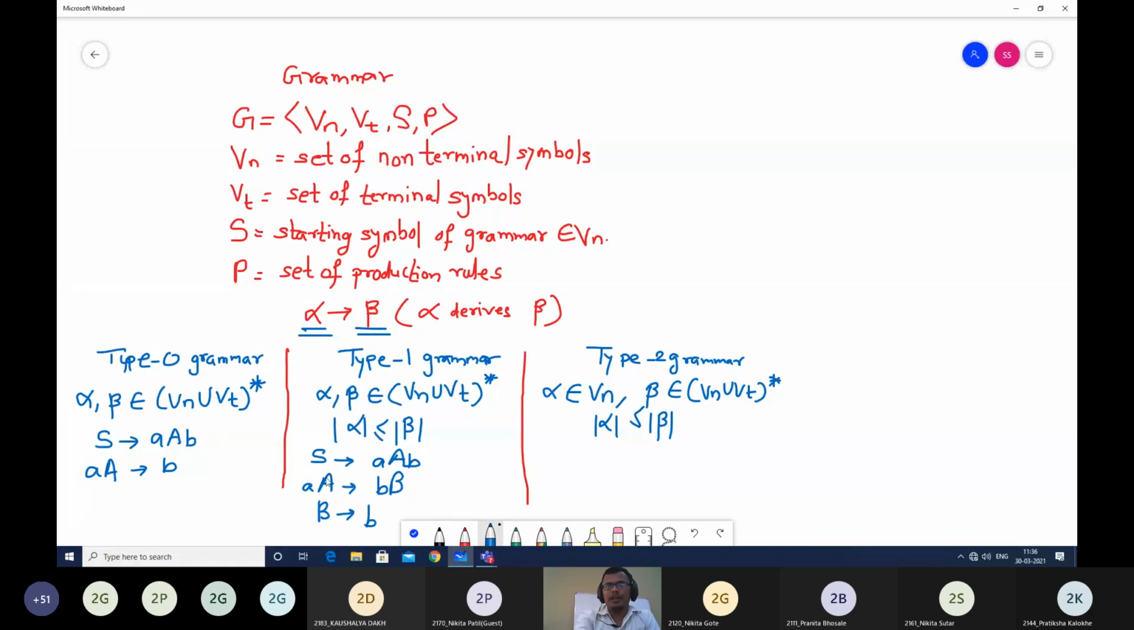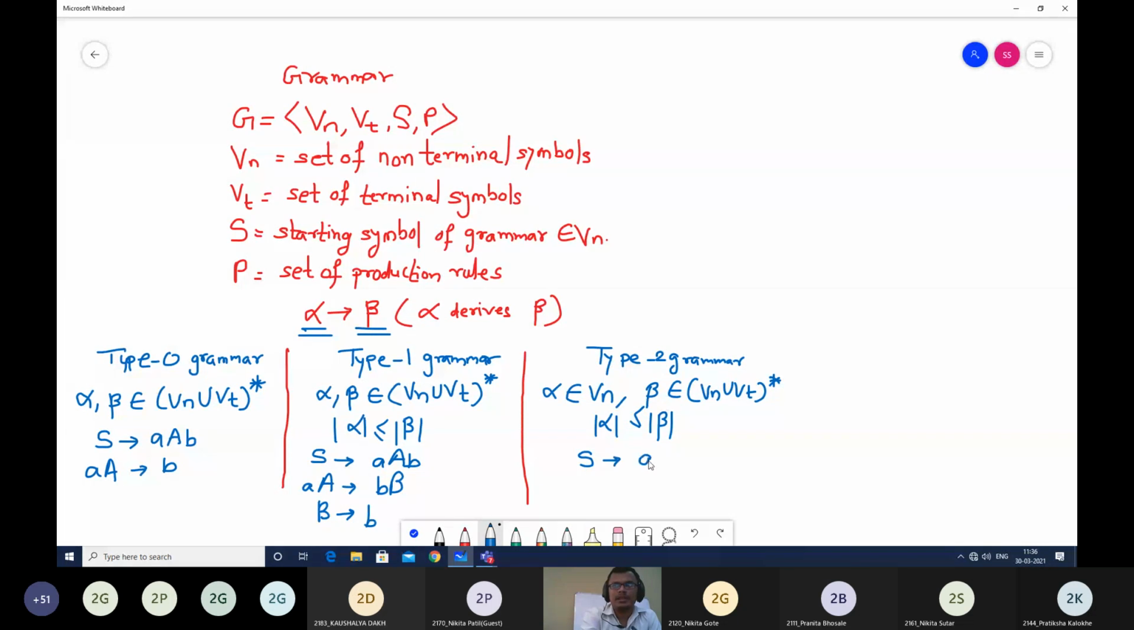So in the alpha, here you are having any combinations of terminals and non-terminals. So this kind of production rule is allowed in type 1, but it is not allowed in type 2, because in type 2, alpha compulsorily has to be a non-terminal symbol. It has to be compulsorily a non-terminal symbol. So I can give some examples.